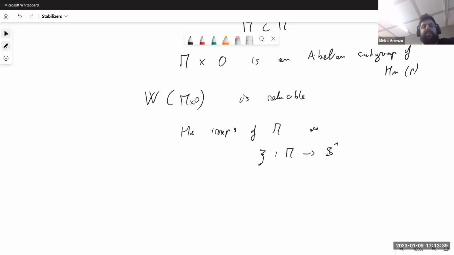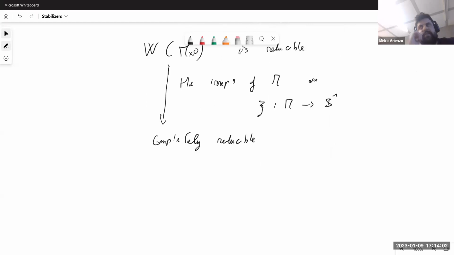Now the thing is, once we have this, this representation is reducible, but we are considering finite groups, so this is completely reducible. And that means that this can be written as a direct sum of irreps.